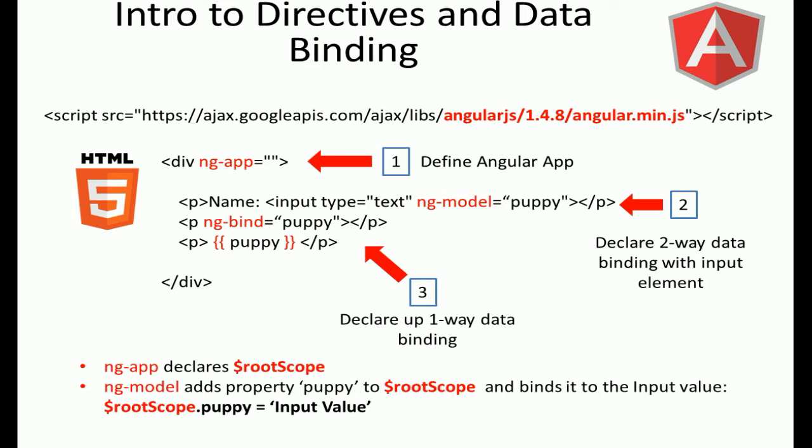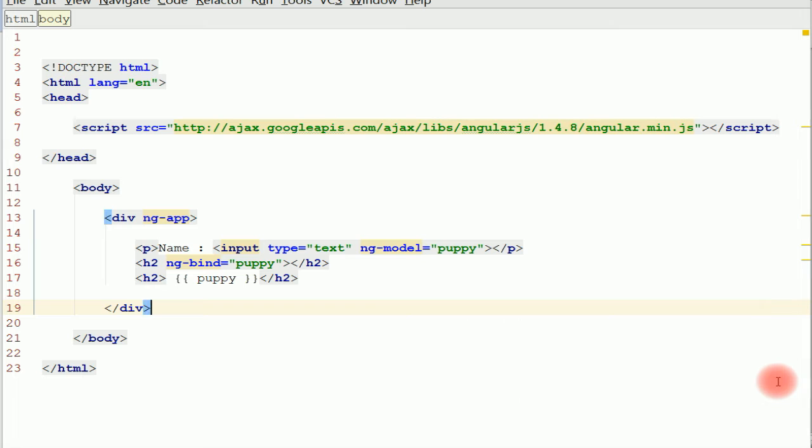There is another way to accomplish this one-way data binding using interpolation symbols, these double curly braces. Whatever expression or scope property is included between the interpolation symbols will appear in the view, exactly the same as with ng-bind. Let's take a look at one-way data binding using ng-bind and interpolation symbols, both included in sibling H2 elements.